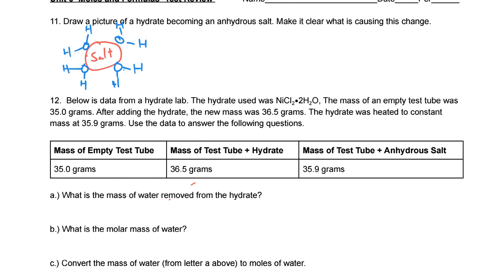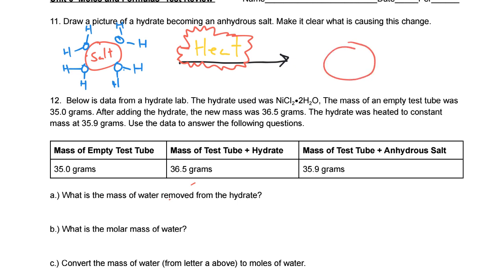So if I take this molecule here and apply some heat, so let's draw a picture of what heat looks like from a Bunsen burner. All that water will leave, and I will just have an anhydrous, meaning without water, salt.